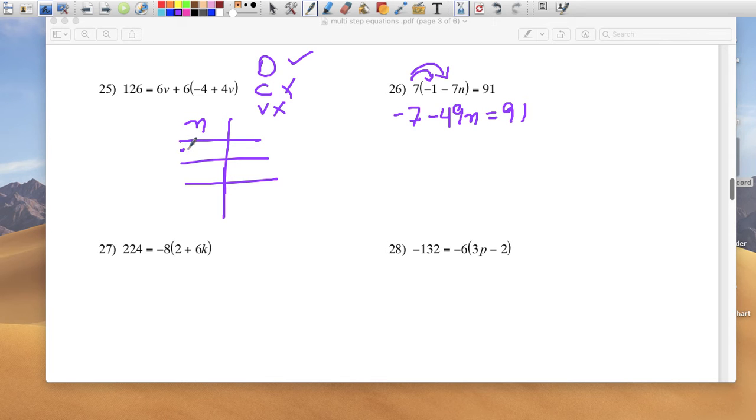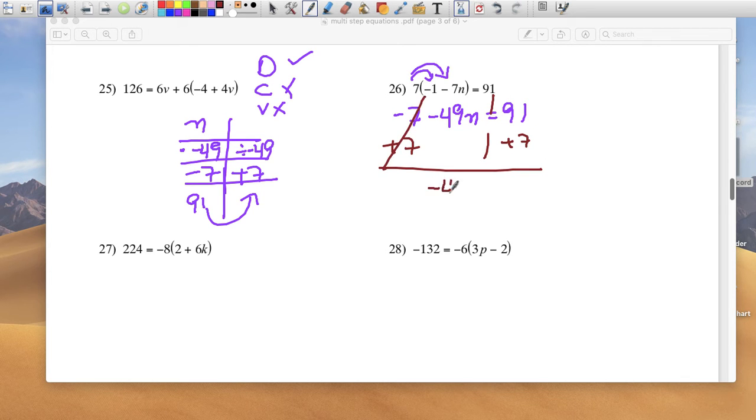Variable is n, which is being multiplied by negative 49. Subtract 7 gives you 91. So I'm going to do plus 7, and then I'm going to divide by negative 49. So plus 7 is my first step on both sides. Negative 49n equals 98. And then we divide by negative 49. Divide by negative 49. That becomes 1. 1 times n is n. And on this side, 98 divided by negative 49 is negative 2.